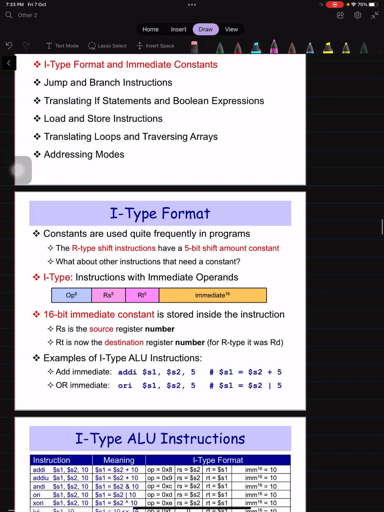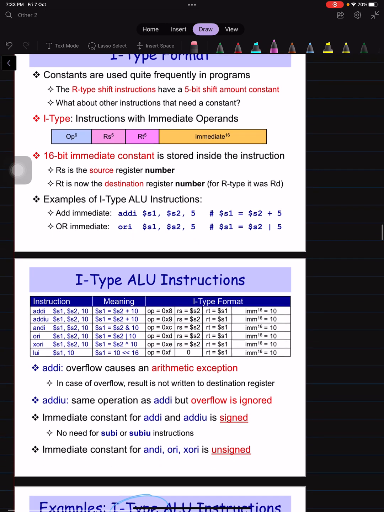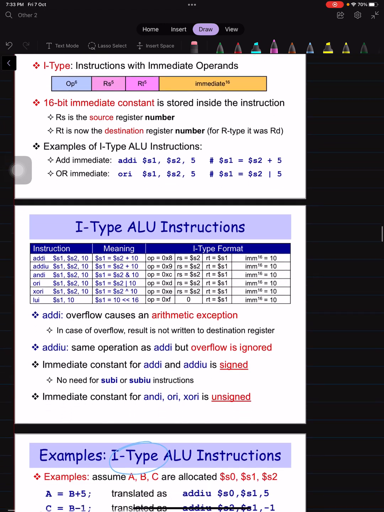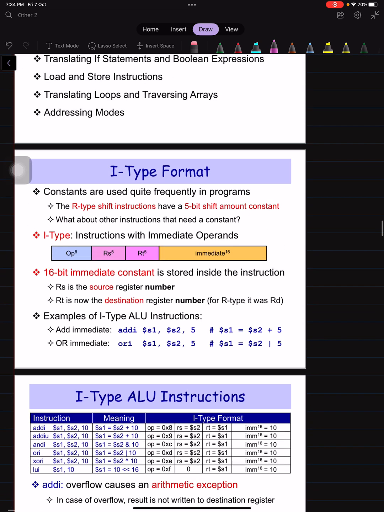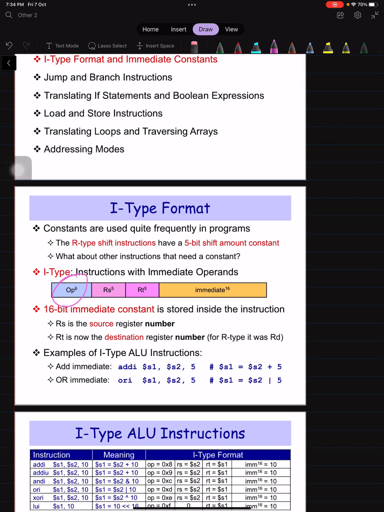So we go straight into the I type. In the I type itself, we have the opcode, 6 bits. Then we have RS, 5 bits, and RT, 5 bits. We have an immediate of 16 bits. Okay, now what's the immediate?